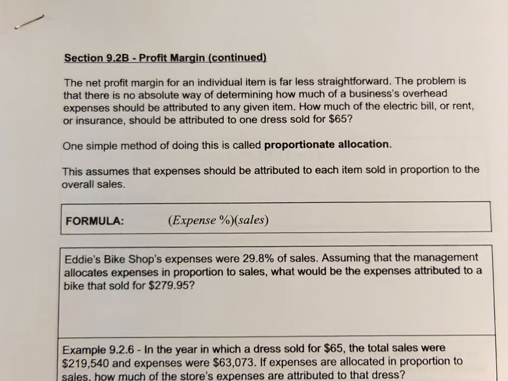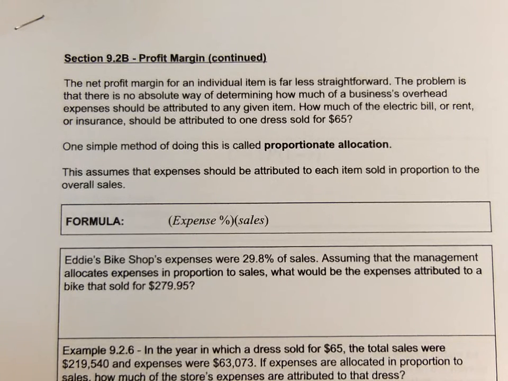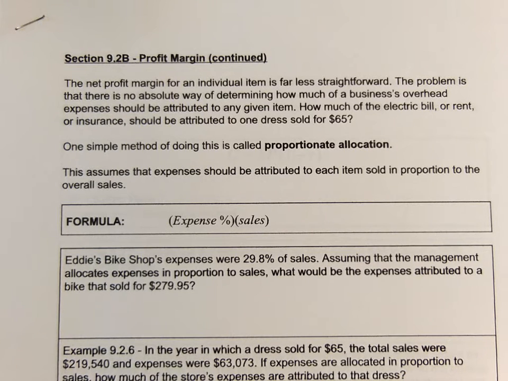So, the net profit margin for an individual item is far less straightforward. The problem is there's no absolute way of determining how much of a business's overhead expenses should be attributed to any given item. How much of the electric bill or rent or insurance should be attributed to one dress sold for $65? One simple method of doing this is called proportionate allocation. This assumes that expenses should be attributed to each item sold in proportion to the overall sales.